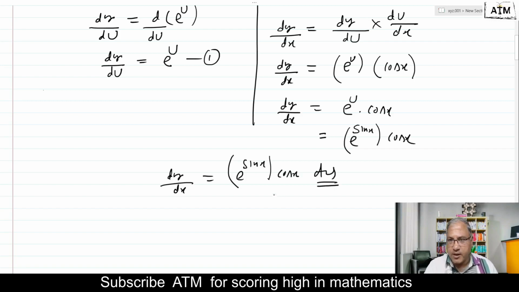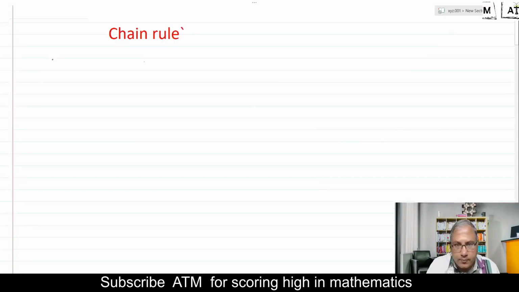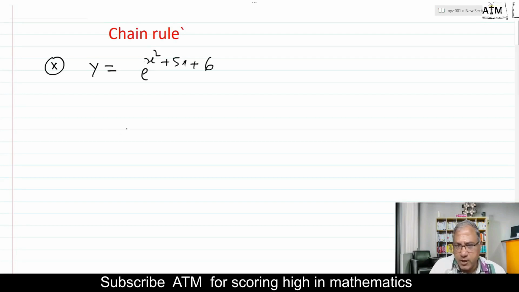Now I will take another problem in which e is raised to a quadratic polynomial. Then how will you be able to do the dy by dx? So let's see, e raised to a quadratic polynomial. Next example, y equals e raised to x square plus 5x plus 6. Only the problem has changed, but the steps remain the same. Let x square plus 5x plus 6 equal u.